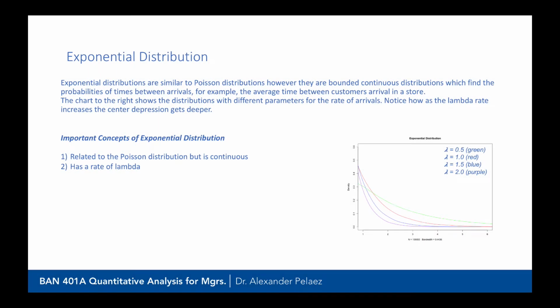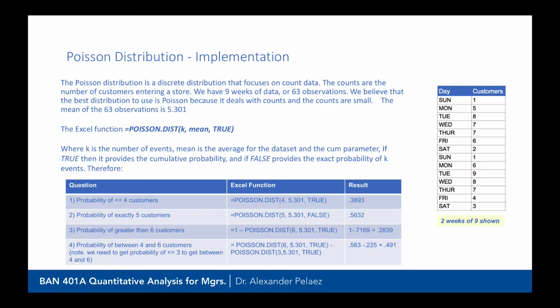Exponential distributions, recall, will focus on the time of arrival between events. For example, the average time between customers' arrival in a store or the average time cars cross a bridge. So the Poisson distribution is a discrete distribution, again, focusing on count data. And the counts are, in this case, let's say a number of customers entering a store. We have this on the right.